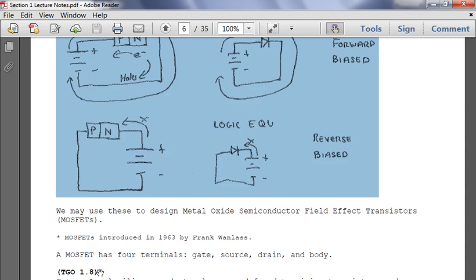So whenever I say MOSFET, that's what this is standing for.